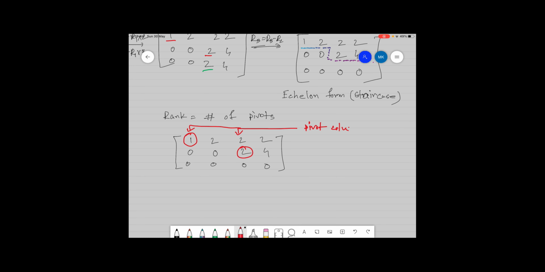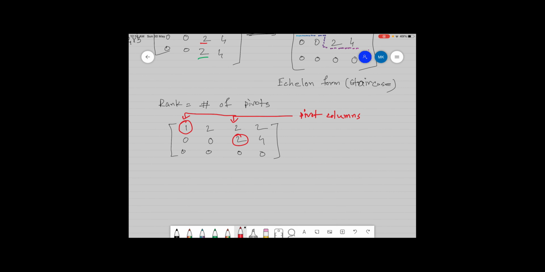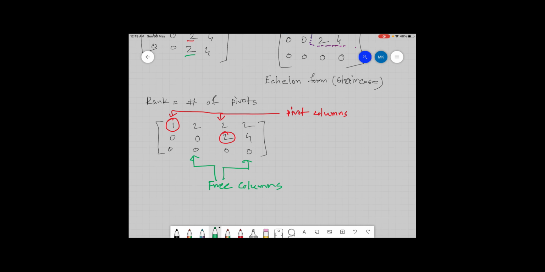These are the pivot columns because they have pivots. And these two columns, this one and this one, are free columns, because they're free of pivots. So why are they named free columns? Because we can assign any value to these unknowns freely.